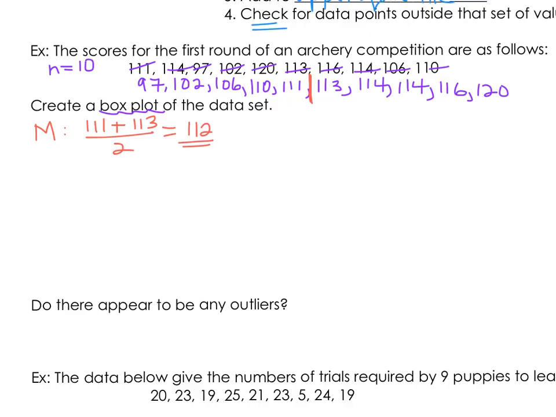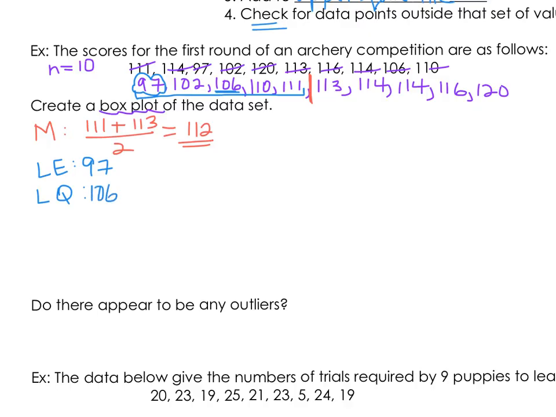So let's look on the lower end of this now. The lower half of our data includes that 111 because it's not part of the median. So I need the lower extreme. That would be 97, the lowest data point, and the lower quartile. And that would be the median of this lower half. So my lower quartile is 106.